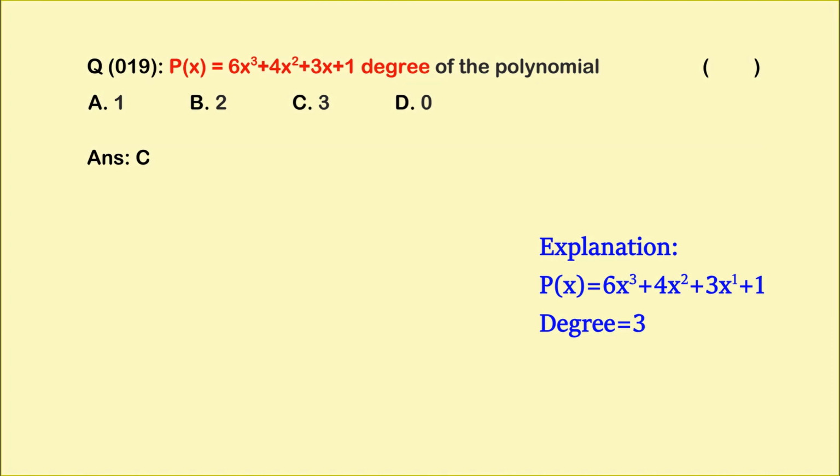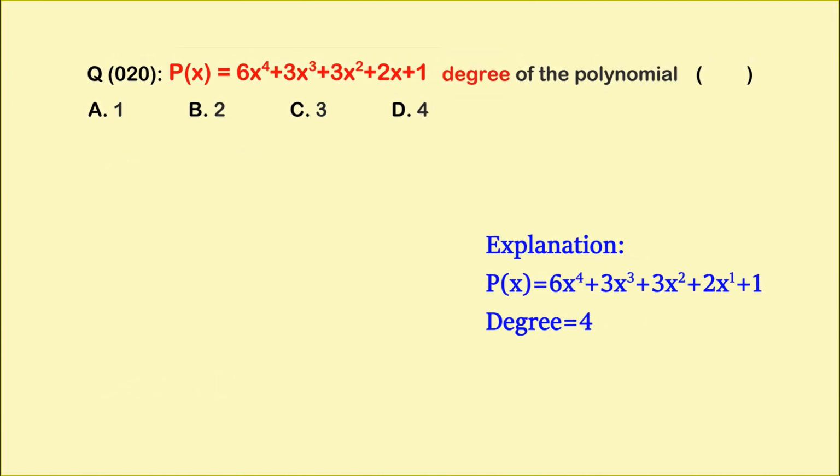So degree also 3. So the right answer is C. Question number 20. P of x is equal to 6x to the power of 4 plus 3x to the power of 3 plus 3x square plus 2x plus 1. So what is the degree of the polynomial?